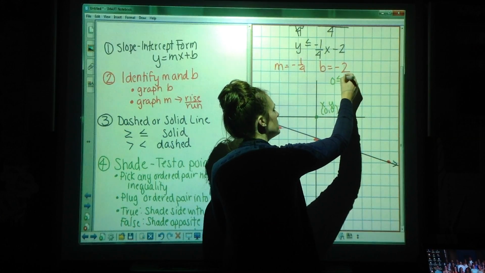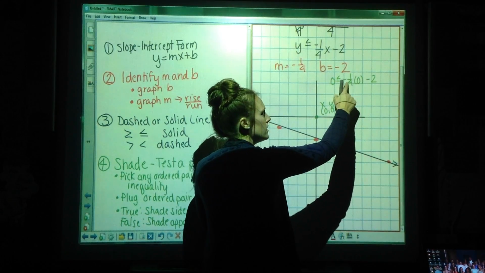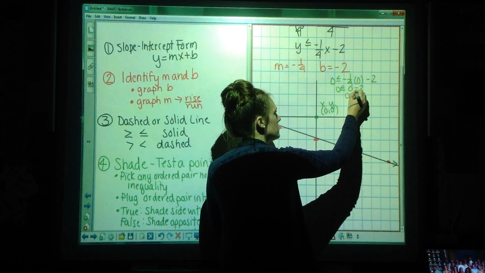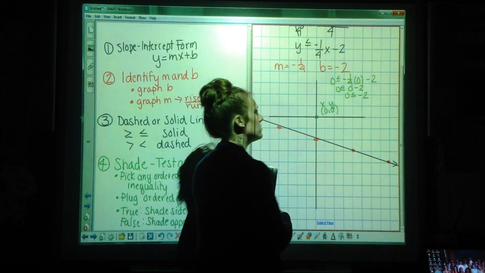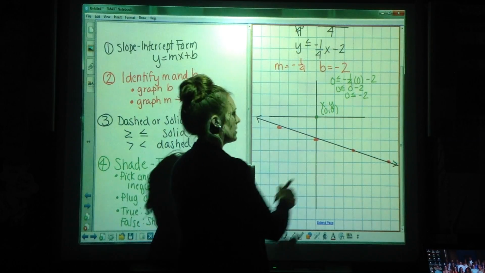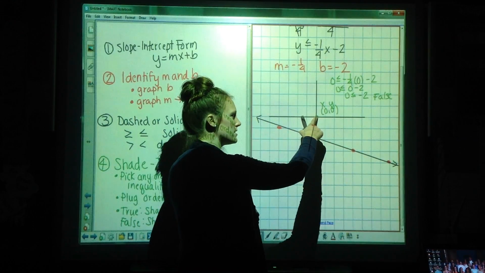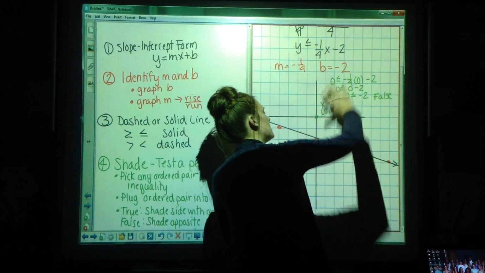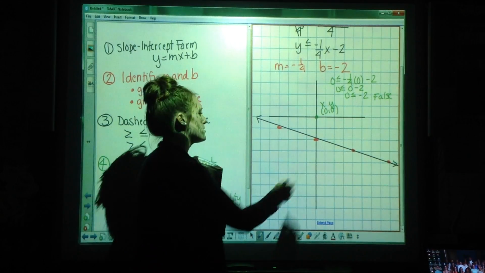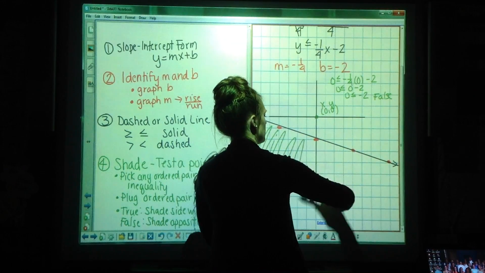0 is less than or equal to negative 1/4 times x minus 2. Negative 1/4 times 0 is 0. 0 is less than or equal to negative 2. Is 0 less than or equal to negative 2? No, again, we have a false statement. If it's a false statement, that means that this is not an answer, and that means that all of the answers above the line are not true. So our answers are going to be below the line. So I'm going to shade below the line.